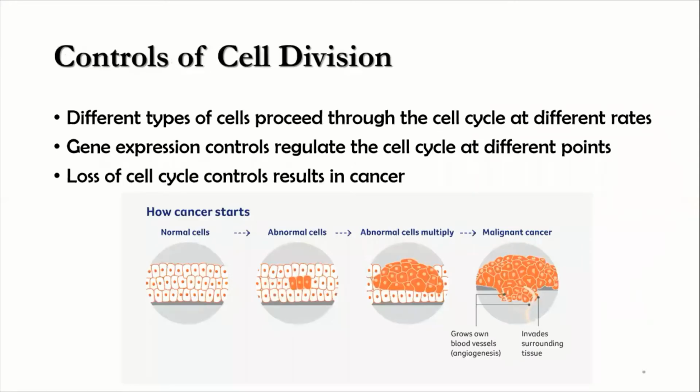Now if there are no controls for cell division, there would be resulting cancer. Different types of cells proceed through the cell cycle at different rates, and if control is lost, if there's an abnormality in the cells and these cells continue to divide, then there is the formation of cancer. Gene expression controls help in regulating the cell cycle at different points.